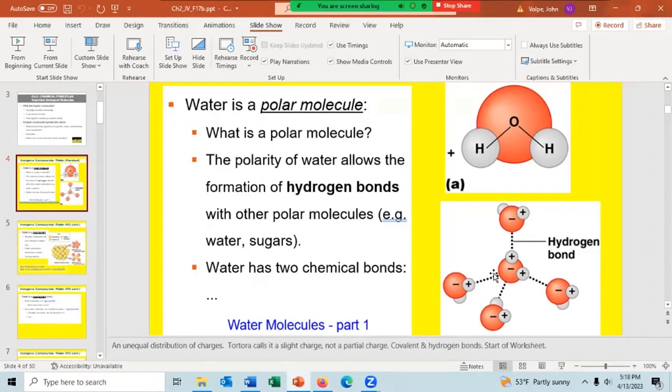Like if we had glucose here instead of this water molecule, glucose is a polar molecule, and then the negative side of water would be attracted to the positive side of glucose. And then the positive side of water would be attracted to the negative side of glucose. And that's why polar molecules can dissolve in water. Any question about any of that?